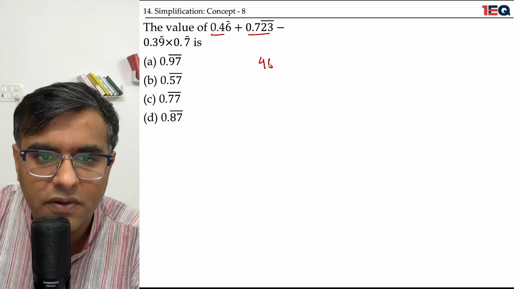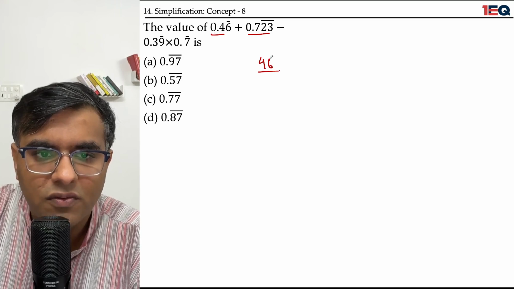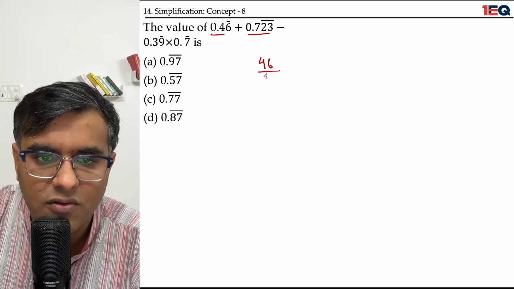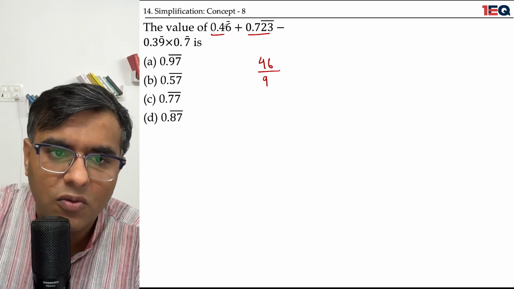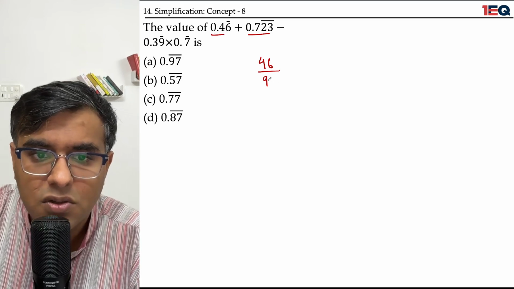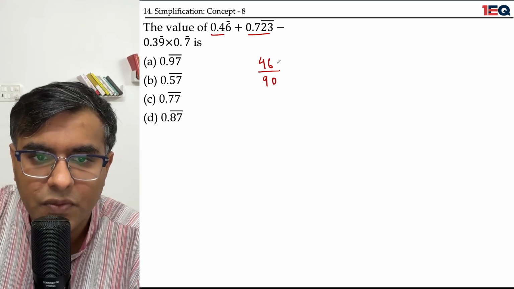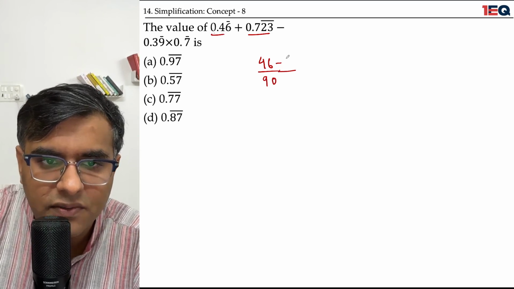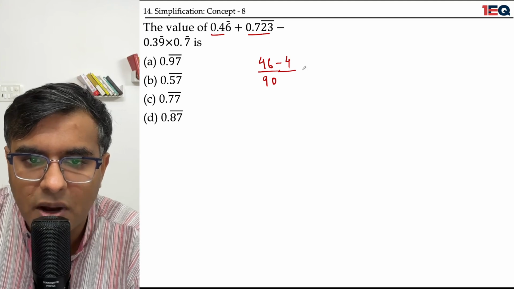There is a 46 over here. To remove the bar from 6, we will have to bring a 9. There is one digit which is outside the bar's purview, so 9 and 0 over here. There is supposed to be a minus 4 because 4 was not under the bar.